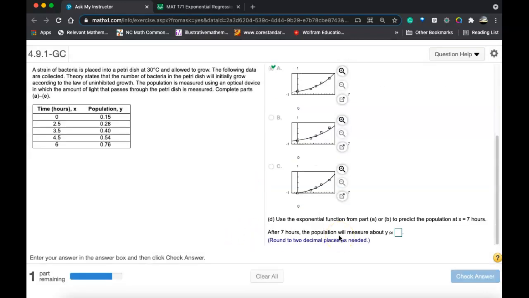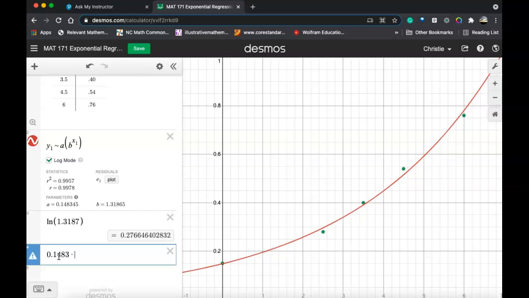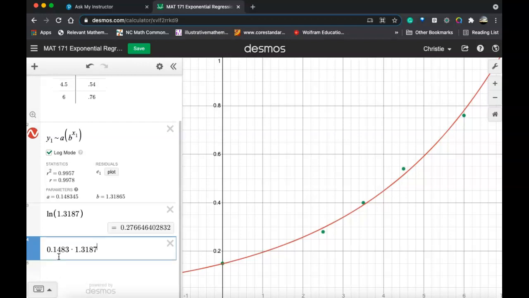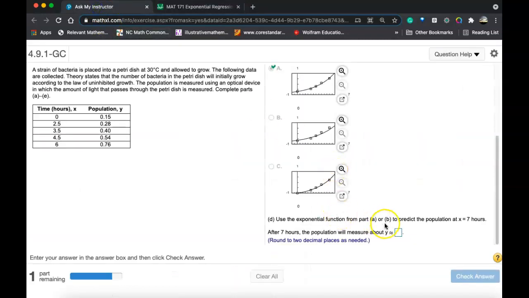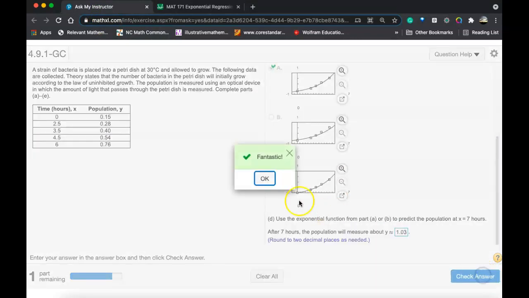And then the last thing is using the model to predict at x equals 7. Of course, we could use Desmos to do that pretty quickly. So I'm going to use that first model just because I have these same values up here. And that should be the right answer choice, which rounded to 2 decimal places is 1.03.